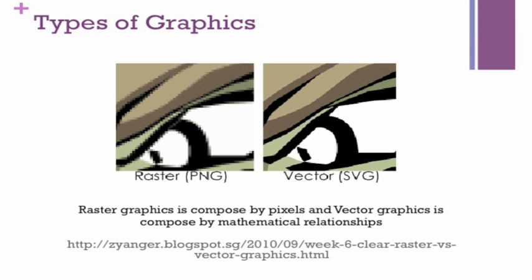Next we have the graphics engine. There are mainly two types of graphics engines. One is raster, and the other is vector.